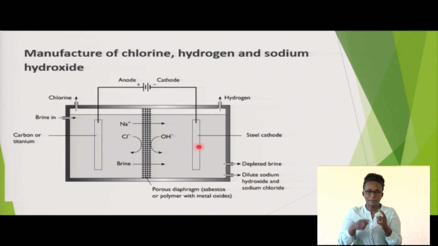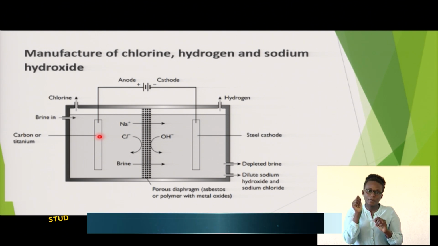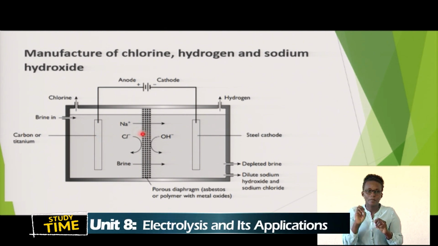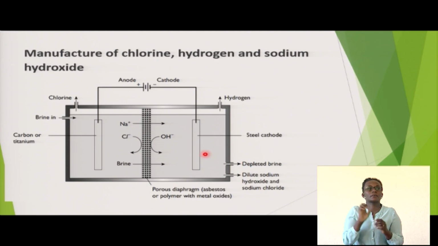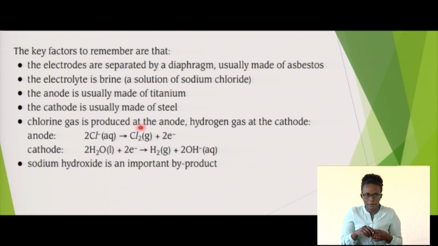So this is the cathode. You need to remember, the cathode is made up of steel, and the anode is made up of titanium. So these are different metals. The electrolyte is made up of brine, which is a concentrated solution of sodium chloride. So these are the key important parts that you need to remember about the manufacture of chlorine, hydrogen, and sodium hydroxide. So you have the anode usually made of titanium, we have seen that. The cathode is made of steel, and the electrolyte, we have also mentioned, is a concentrated solution of sodium chloride.